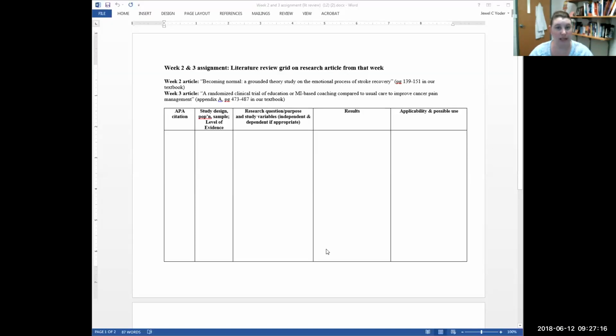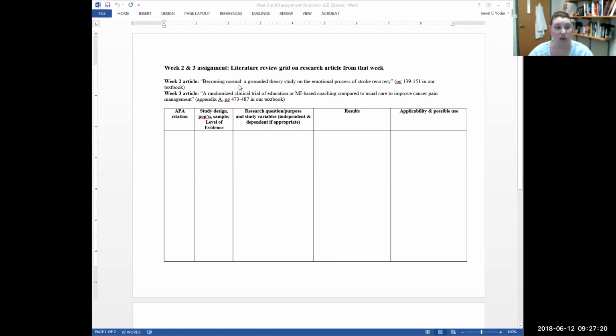So as we prepare for this week, I want to let you know that you will have a literature review grid that you will need to turn in this week, as well as your first quiz. Let me share with you a couple of documents to go over here to start us out. Let's start with the lit review grid here. You saw this last week, so this should look familiar to you.